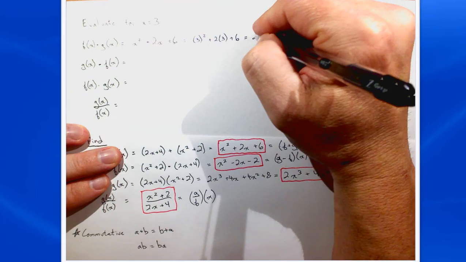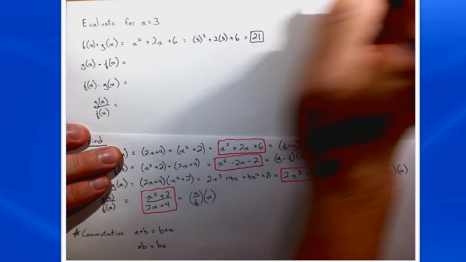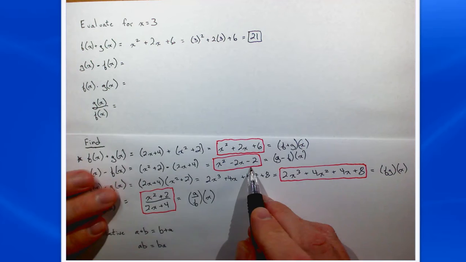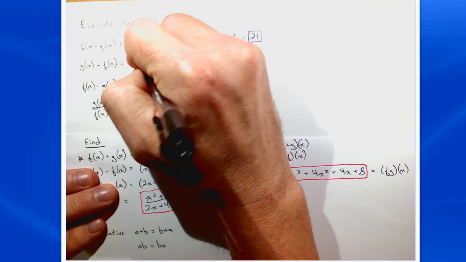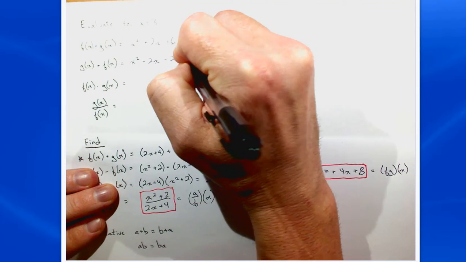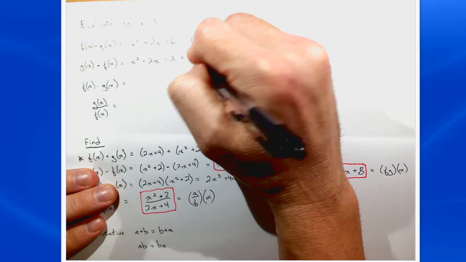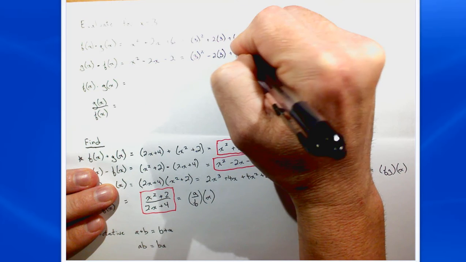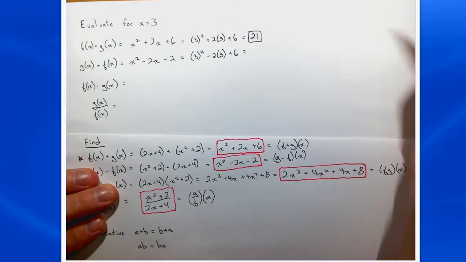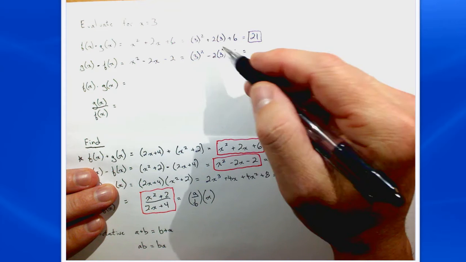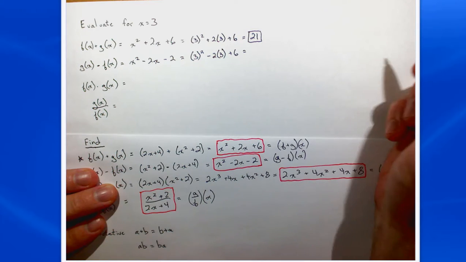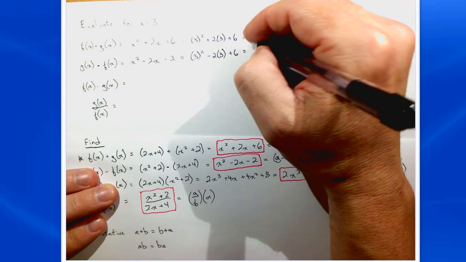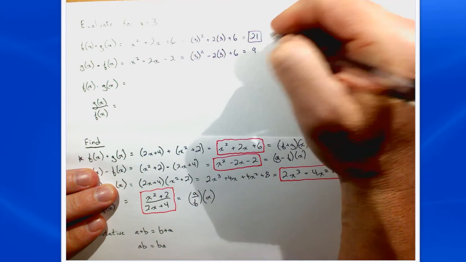There's my value, 21. And now let's do g of x minus f of x, which is x squared minus 2x minus 2. So x squared minus 2x minus 2. And what we're going to do is we're going to plug in the value of 3 for x. And we're going to solve. So that's 9 minus 6 plus 6. It gives me 9.